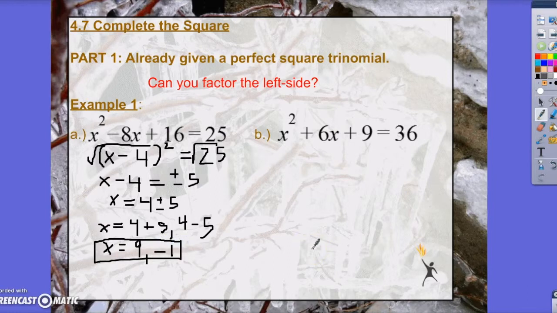All right, so try letter B. Take a second to do it yourself. You might want to pause the video to see how it goes. It's x plus 3, quantity squared, equals 36.